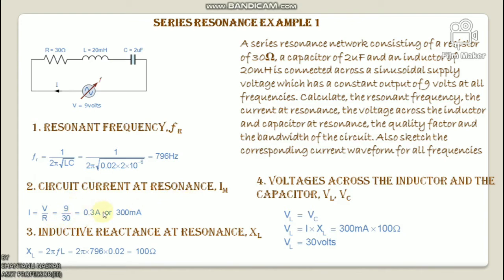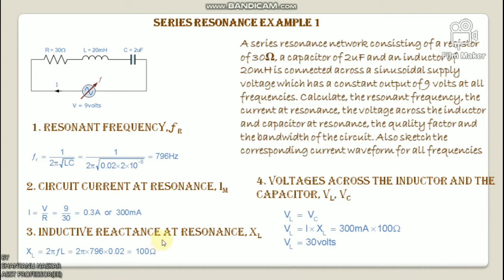Number two, circuit current at resonance Im. So I equals V by R. Easily we can calculate 9 by 30, which equals 0.3 ampere. Okay, and number three, inductive reactance at resonance XL equals 2 pi fL. We can write 2 pi into 796 into 0.02, which equals 100 ohm.